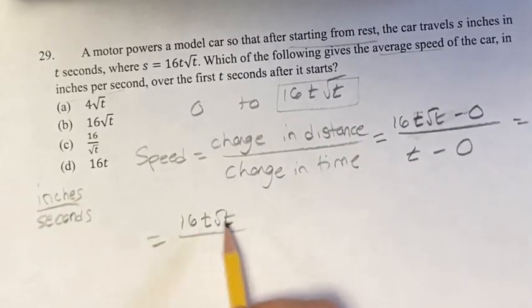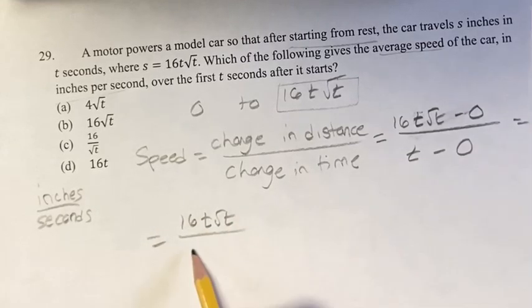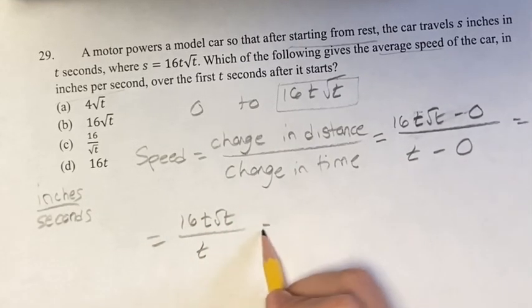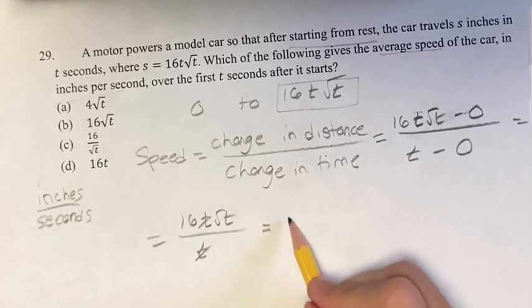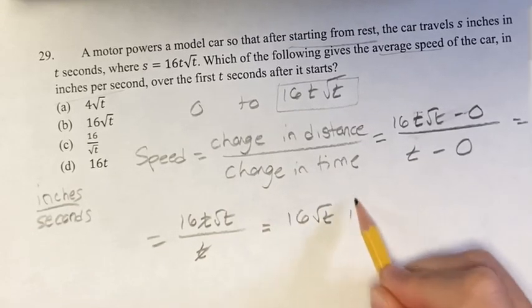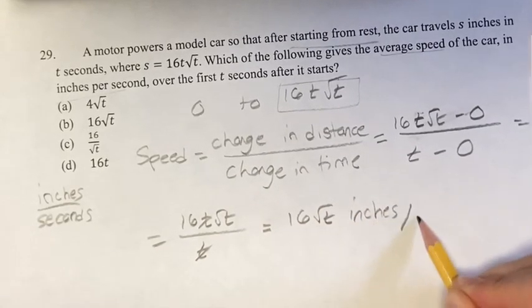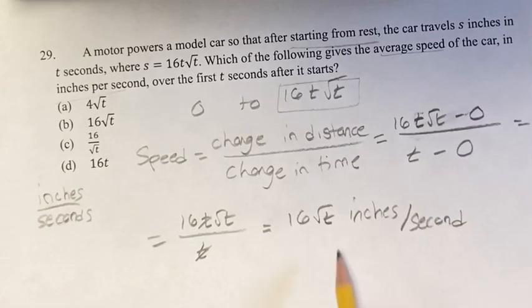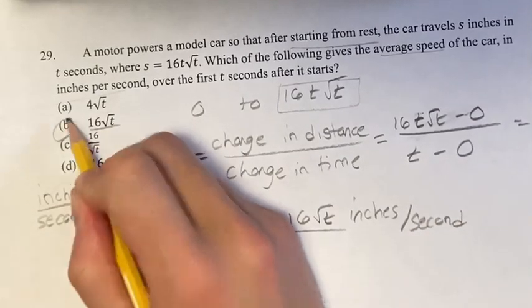It goes 16t root t inches in t seconds, which means it goes, these t's cancel, 16 root t inches per second. 16 root t lines up with B, which is going to be your final answer.